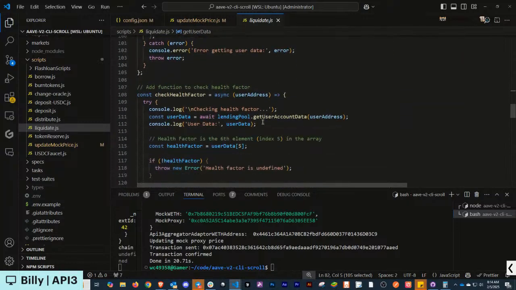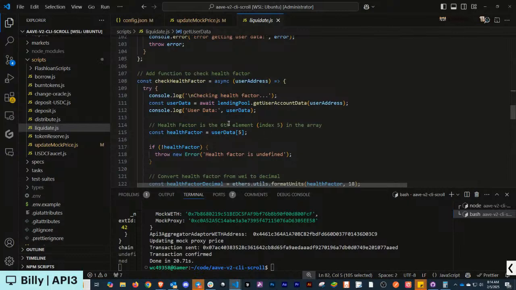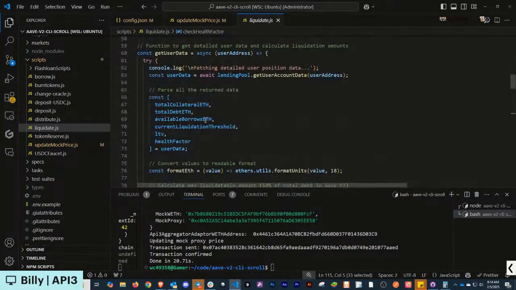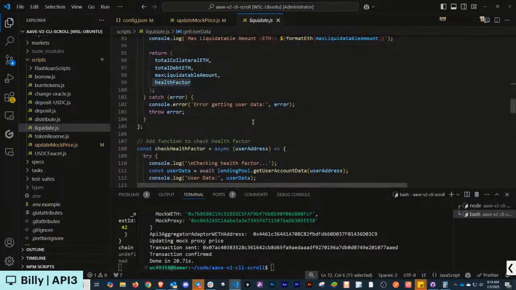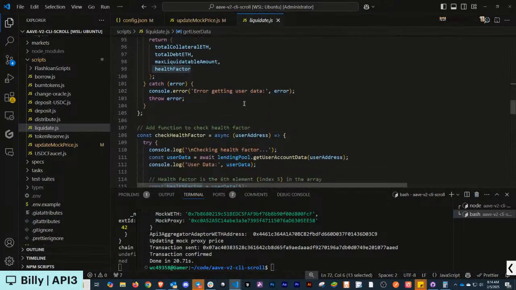This is all we really need to check. Can they be liquidated or not, right? So we're just going to check our health factor. It's going to get that user account data. And we know that health factor is that user data at position 5. If we look back up here, 1, 2, 3, 4, 5, the health factor here. 0, 1, 2, 3, 4, 5, right? And so we just want that health factor. Can we liquidate them or not?